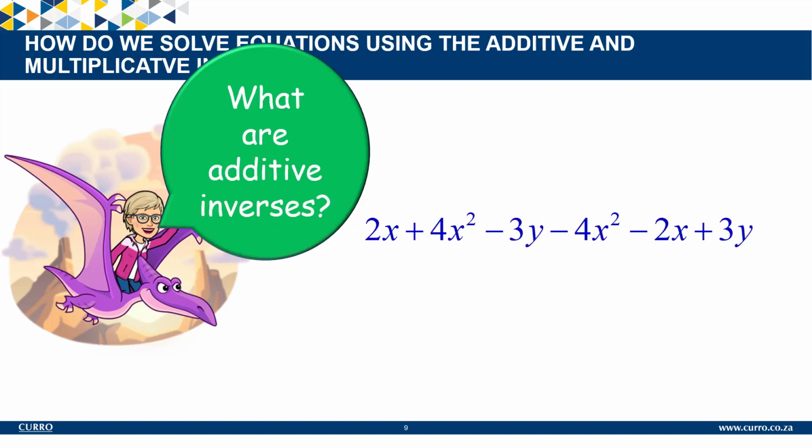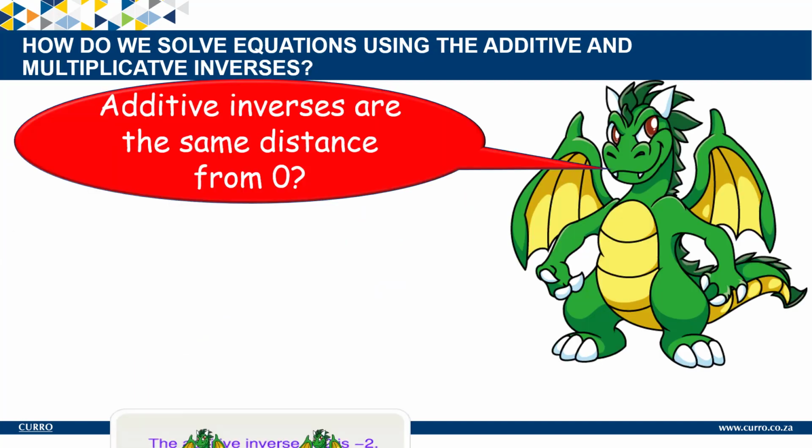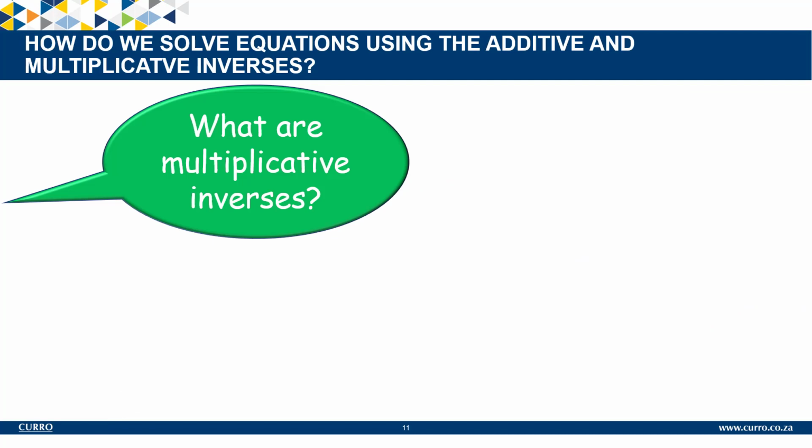How is this useful? Look at this huge expression. Now let's use the commutative property and find all the additive inverses and then first calculate them. So 2x minus 2x is 0. 4x squared minus 4x squared is 0. Negative 3y plus 3y is 0. So this is cool. The answer is just 0. It saves so much time if you can see the additive inverses. So additive inverses are the same distance from 0? Yes.